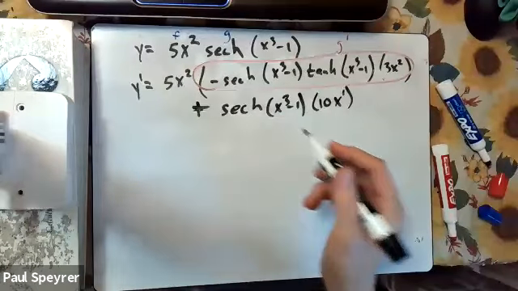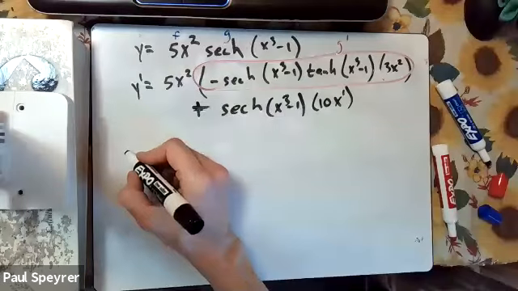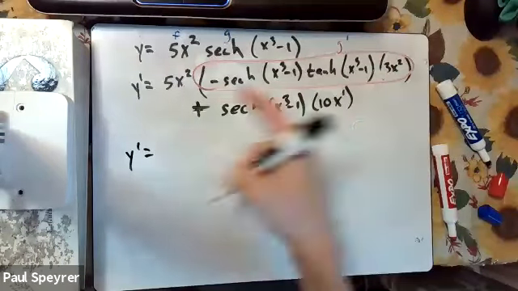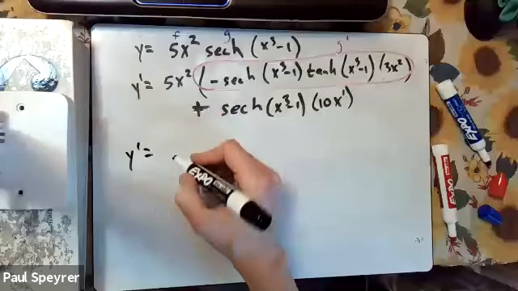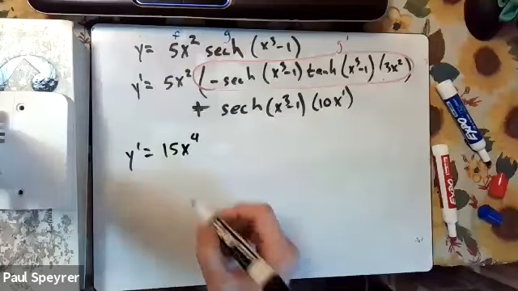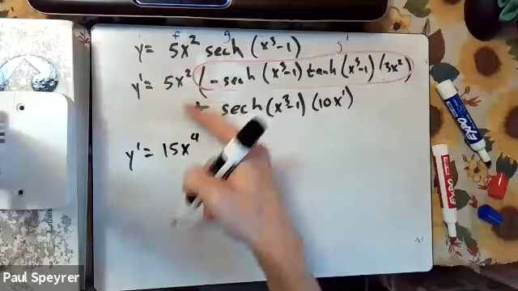And then to finish it up, we can just clean it up, right? We can move this stuff out in the front. Like I can say 3x squared times 5x squared. That is 15x to the fourth. And we can move this negative out in the front.